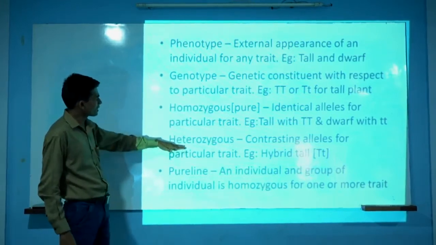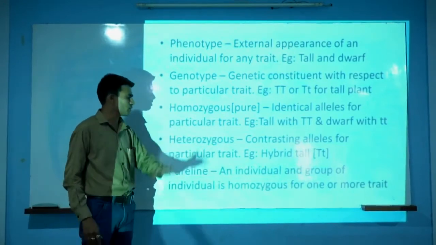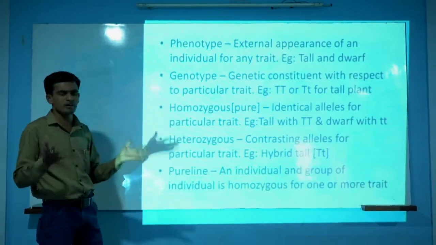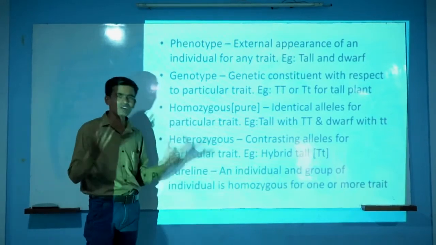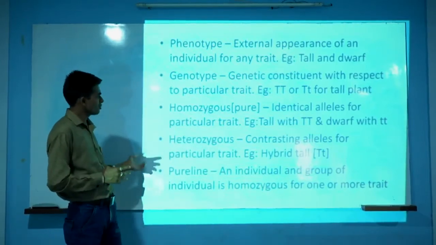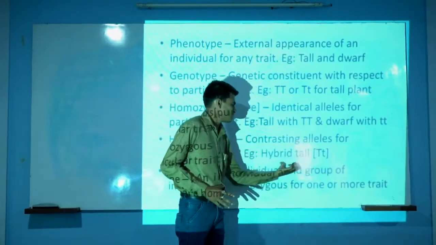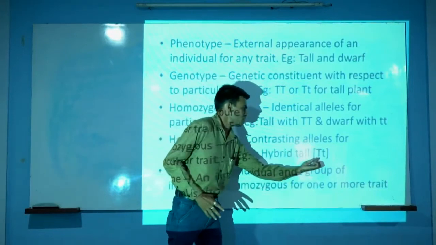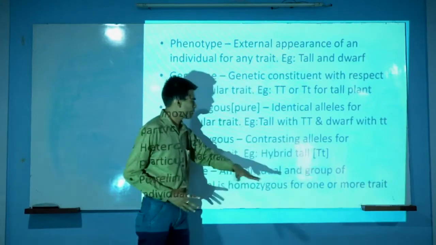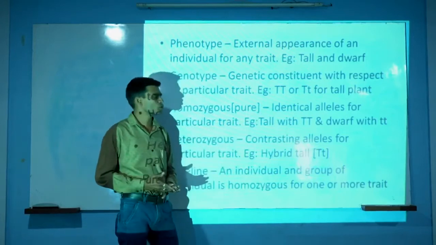Next one, heterozygous: contrasting alleles for a particular trait. Contrasting means what? Opposite. So a dissimilar, different allele is responsible for the expression of the characters. For example, hybrid tall, capital T, small t. So capital T and small t is responsible for the formation of hybrid talls, or a heterozygous tall.